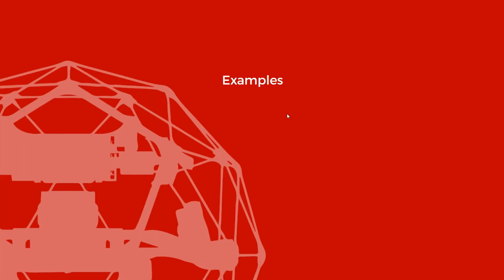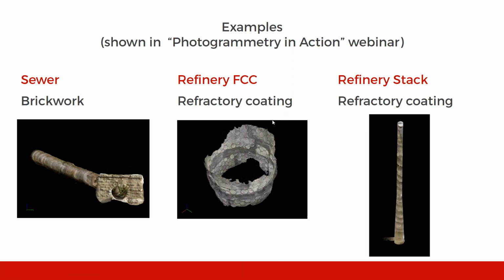So I think we can get started with the examples of some of the inspections that we've done over the past couple of months since we got started with photogrammetry. These examples have been dealt with in previous webinars. Actually, if you go on the Flyability website, you can see the Photogrammetry in Action webinar, which is available online for free. We did a sewer where basically it was about data localization.